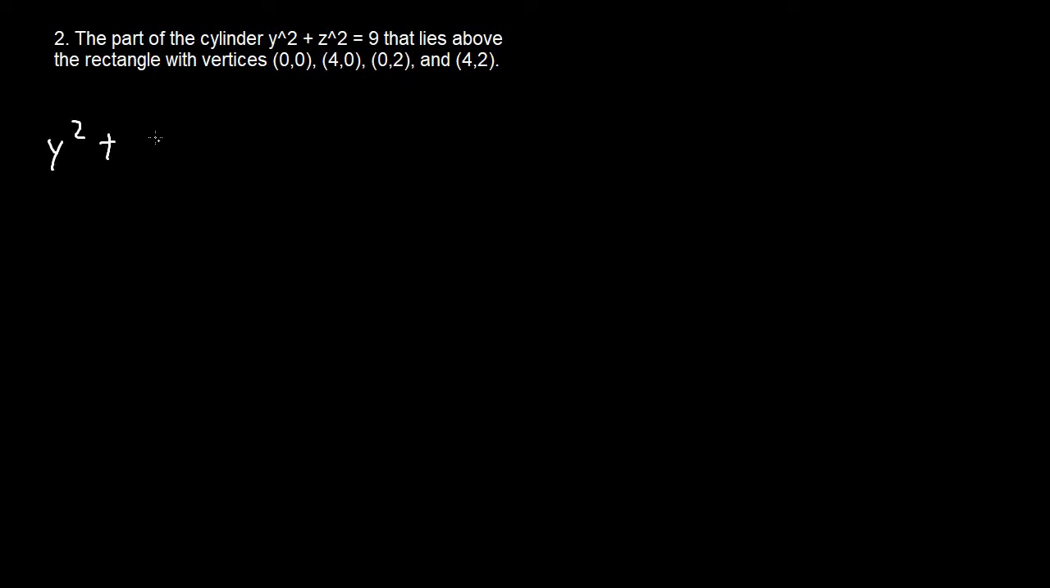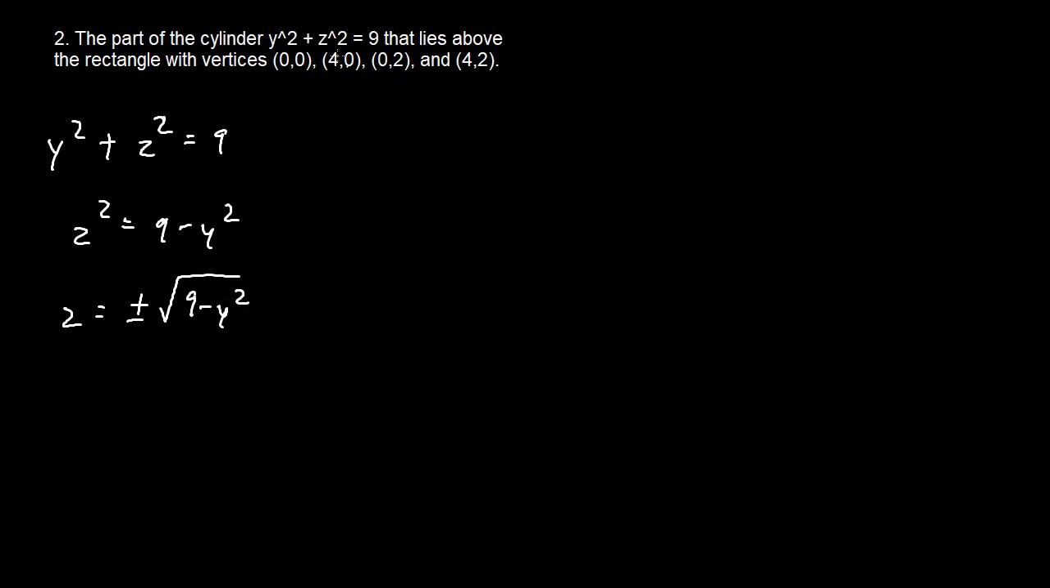Now in the previous problem, the function given to us was in the form z equals something. So let's go ahead and do the same thing here where we isolate z. So z squared is going to equal 9 minus y squared. So then z will equal plus or minus the square root of 9 minus y squared.